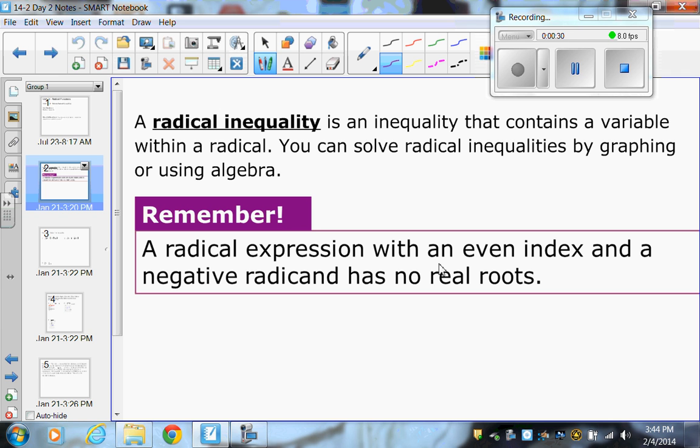A radical expression with an even index and a negative radicand has no real roots. Think about an even index, so that could be the square root, and a negative radicand like the square root of negative 4. We know that would be plus or minus 2i, which is an imaginary number. Or you could do the fourth root of negative 15. That would be an imaginary answer as well. So all this is saying is if you have an even index and a negative underneath, then you have no real roots.